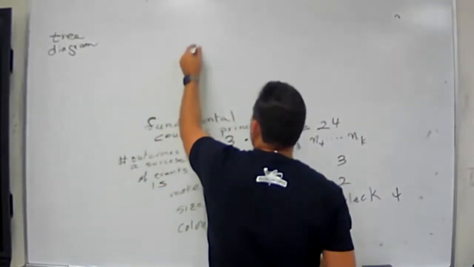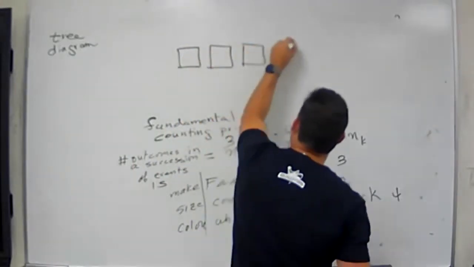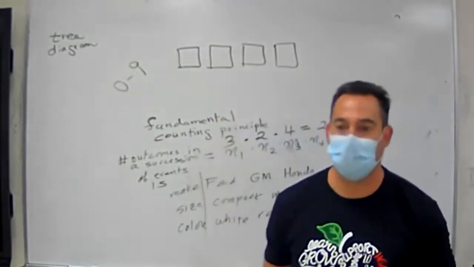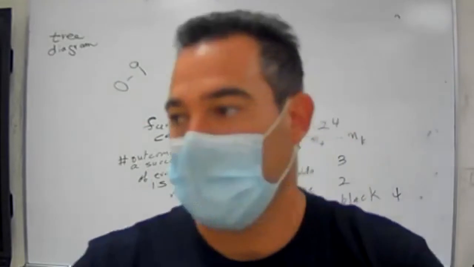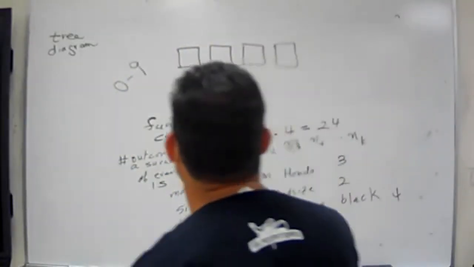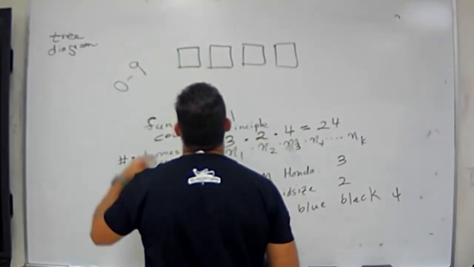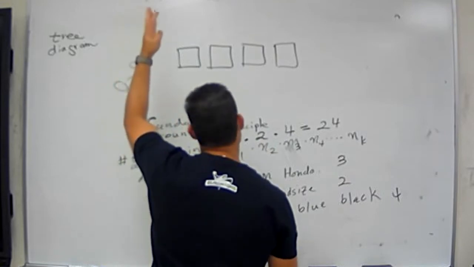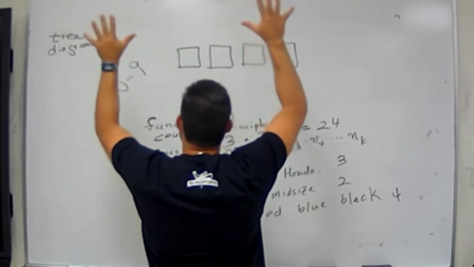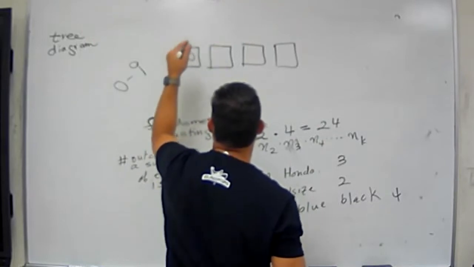So let's say you have 4 buttons here, and you can pick numbers 0 through 9. How many possible results can you have there? Well, think about it. How many numbers can you put in here? 0, 1, 2, 3, 4, 5, 6, 7, 8, 9. How many results? 10 ways. How many can you put here?